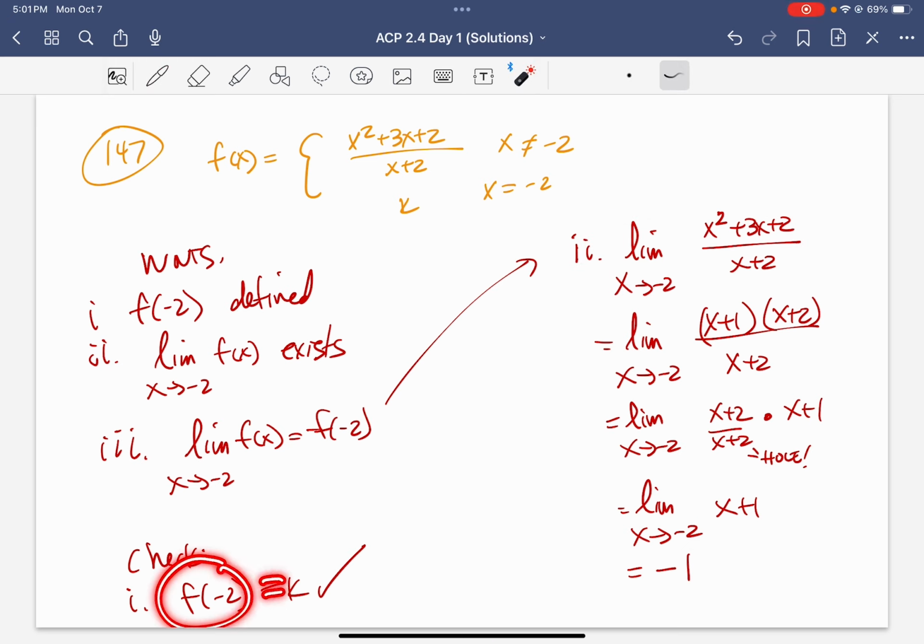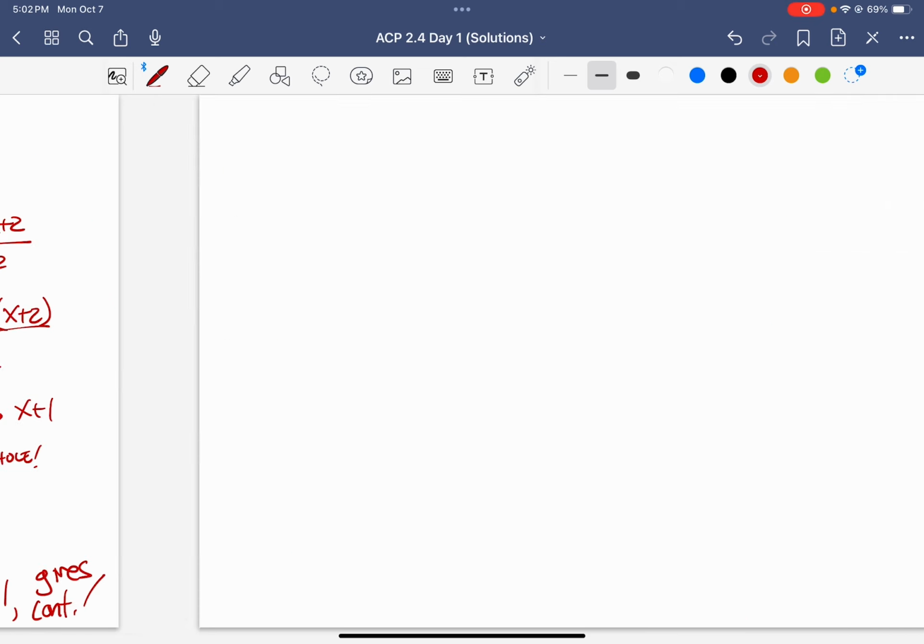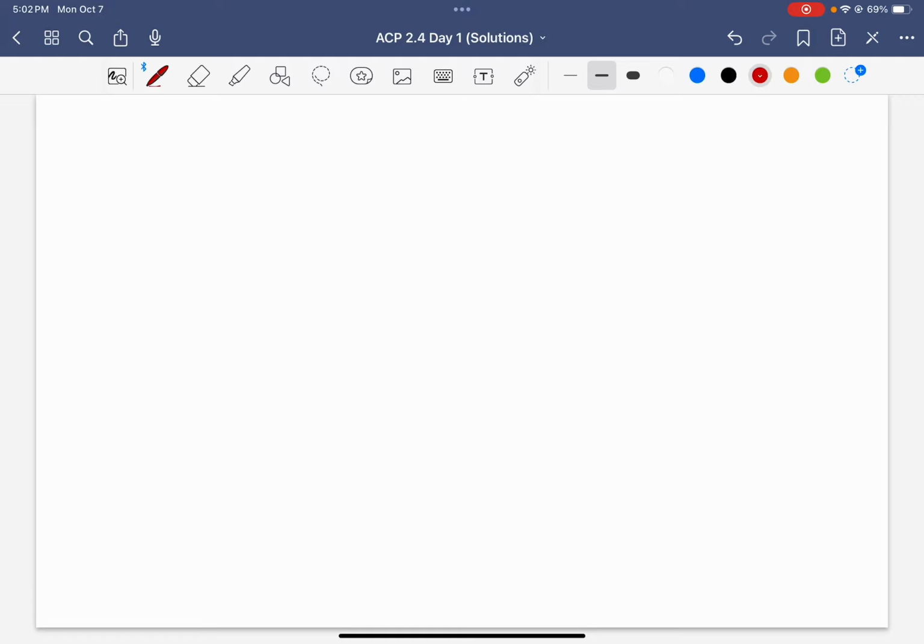The function can be equal to whatever I say it is. So I am continuous if I set k equal to -1. That gives continuity. Because if k is equal to -1, that's going to be what my function value would be here. And that's going to be equal to my limit. And step 3 just says if the function value and the limit agree, then it's continuous at the point, and that's what we need. So that was 147, the last one of today.